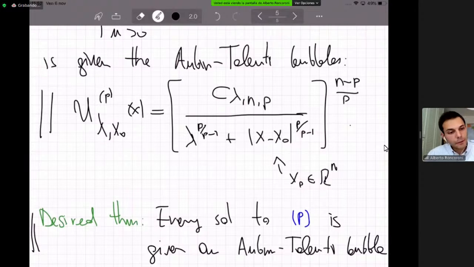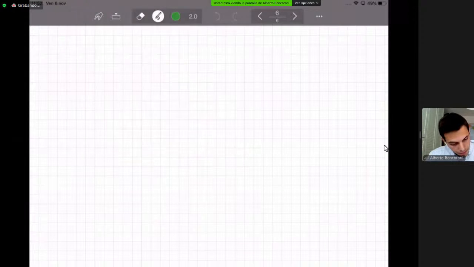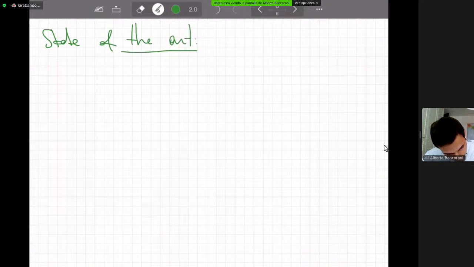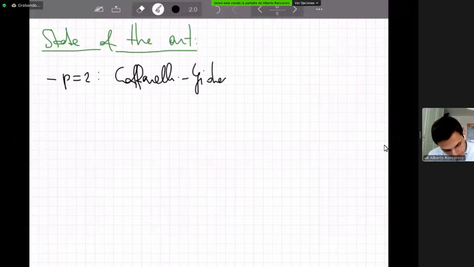Okay, so let me illustrate the state of the art related to this theorem. Of course, the first case that has been studied is the case p equal to 2, the semilinear equation for the Laplacian. And for p equal to 2, the Liouville type result was proved by Caffarelli, Gidas, and Spruck in '89.